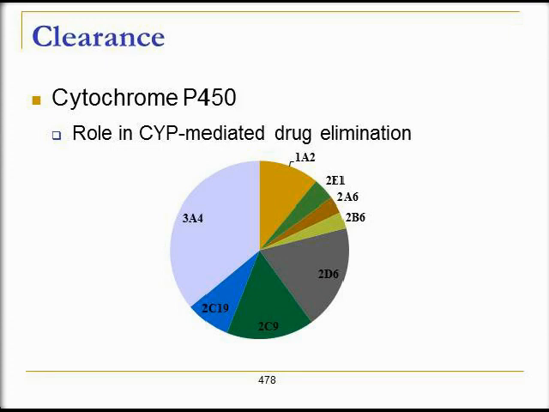And you can see that even though 2D6 makes up a small amount of CYP in the liver, it accounts for a large, almost 25% of all the drugs that are metabolized by CYP enzymes are metabolized by CYP2D6.